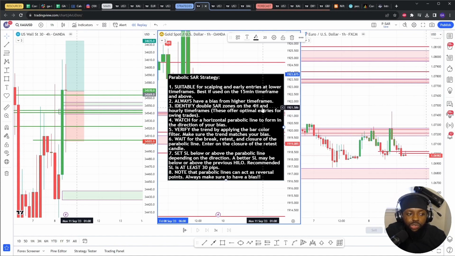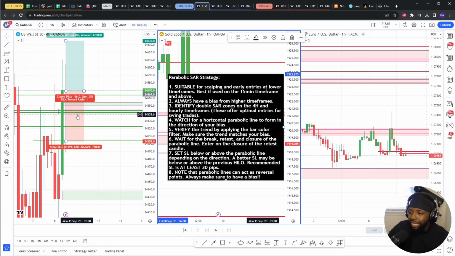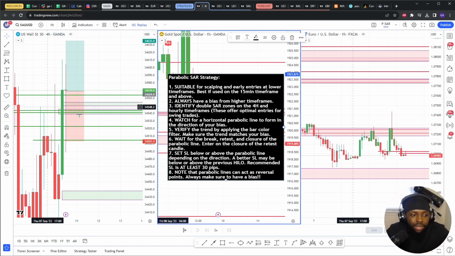Identify double SAR zones on the 4 hour and 1 hour time frames. So double SARs, triple SARs, or quadruple SARs. So again, these offer optimal entries for swing trades. Since your entries are on the 4 hour and 1 hour time frame, this would ideally be swing trades or intraday trades, because they might take an hour or two to hit full TP. But again, these entry confluences or ideas are similar if you're using them on the 5 minute, for scalping, or even on the 1 minute.